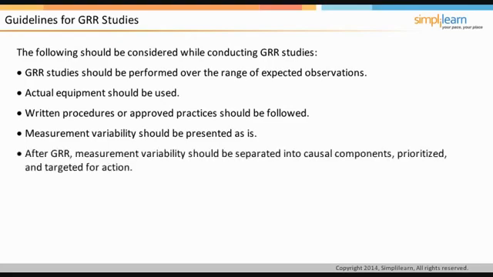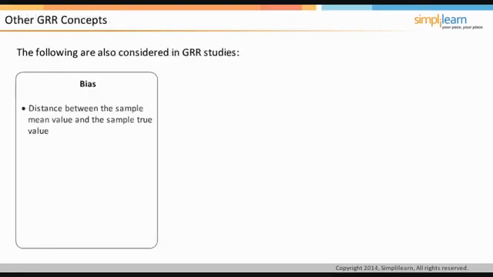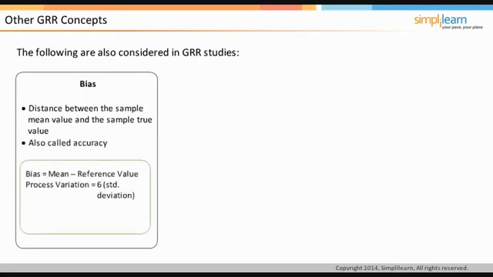After GRR, the measurement variability is separated into causal components, sorted according to priority, and then targeted for action. In the following screen, let us look at some more concepts associated with GRR. Bias is the distance between the sample mean value and the sample true value. It is also called accuracy. Bias is equal to mean minus reference value.